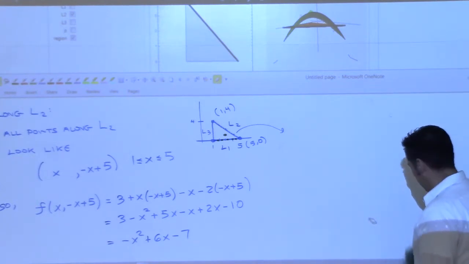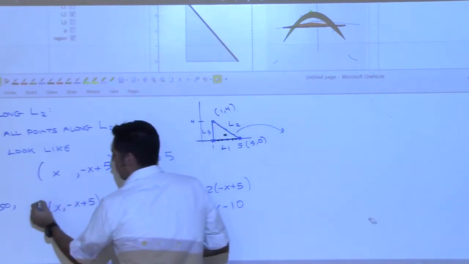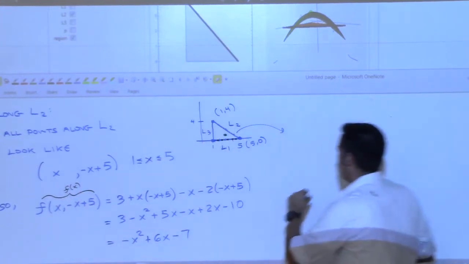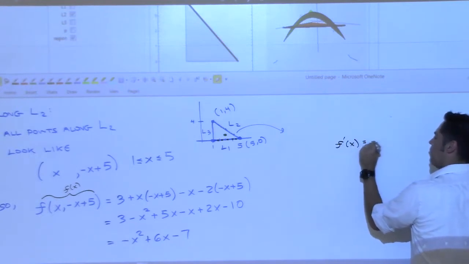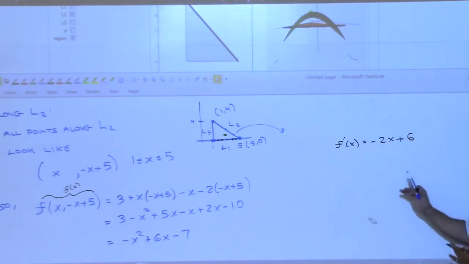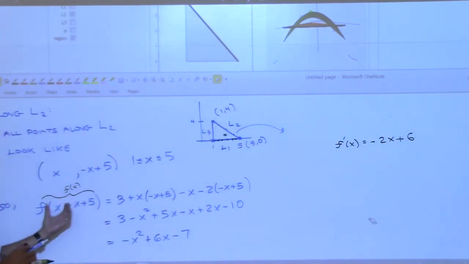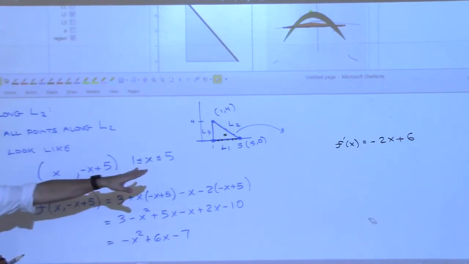How do we want to do this? What kind of notation do I want to use here? Do we want to tell ourselves we're calling this a function of x now, and then write down f prime of x is equal to negative 2x plus 6? Is this okay to do it this way? Just remember that really it is a function of two variables, but because we're on L2, it's a function of one. That's all right to write it like that?